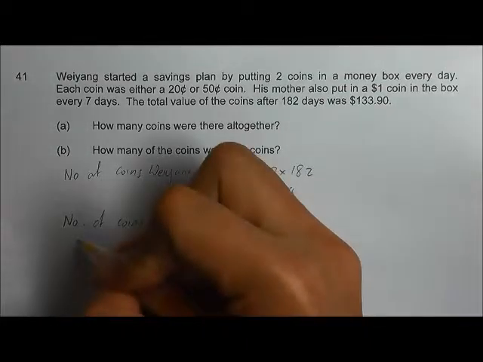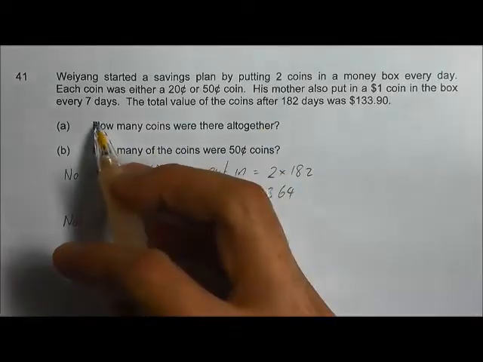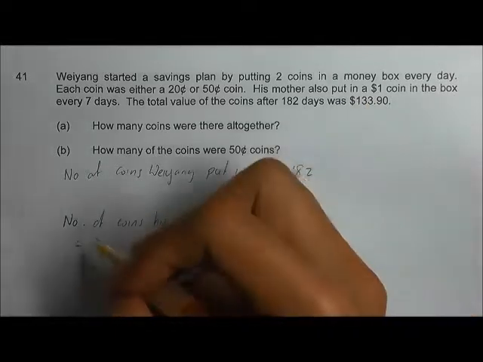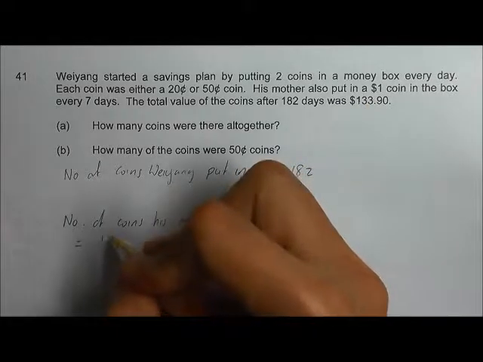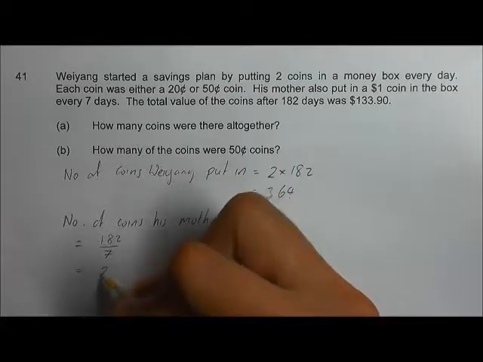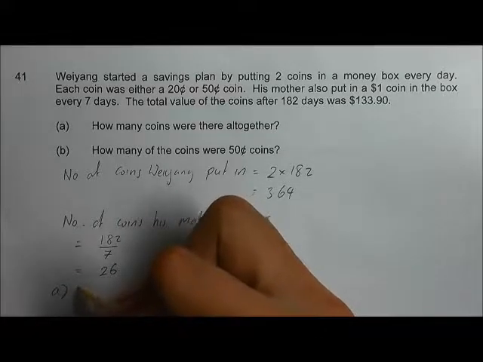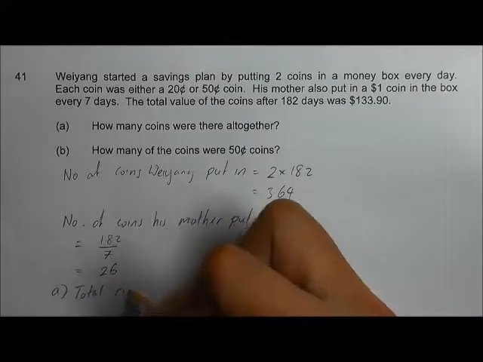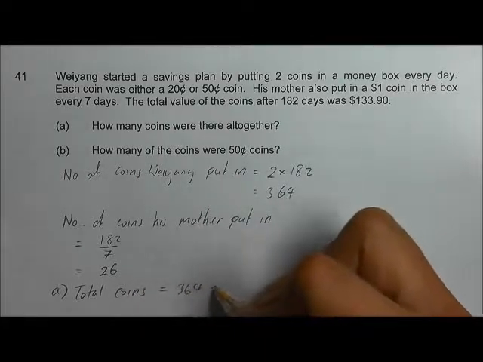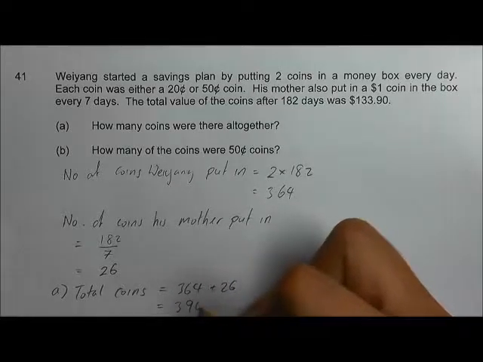And the number of coins Wei Yang's mother put in will be 182 divided by 7, because every 7 days his mother will put in a $1 coin. Okay, so it will be 182 divided by 7. That will give us 26. So for part A, total coins will be 364 plus 26. This will give us 390.